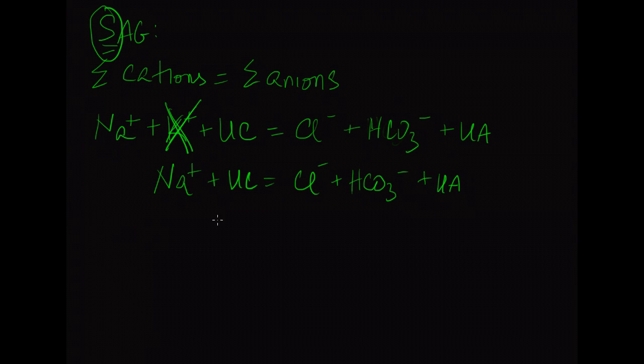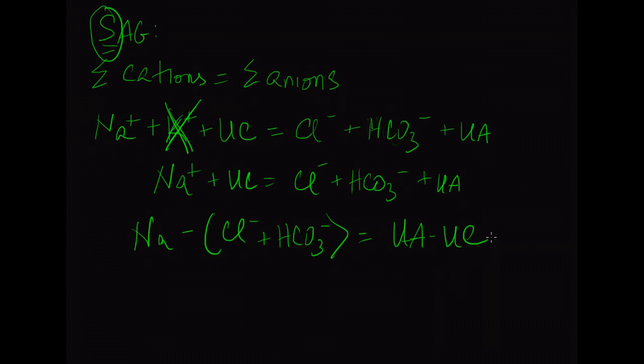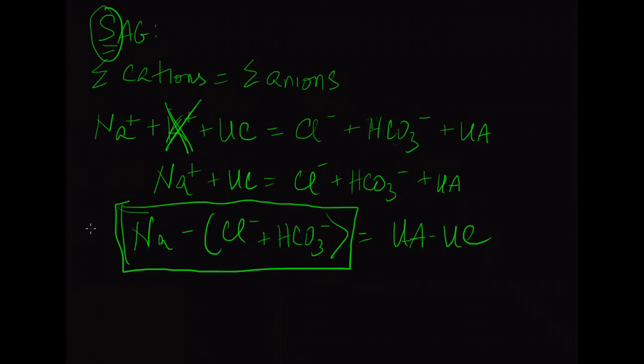So if we do a little bit of rearranging, look at sodium minus the quantity of chloride plus bicarb is going to equal unmeasured anions minus unmeasured cations. This is the formula that we're accustomed to using. And this is what we describe as a serum anion gap formula. So if we have a serum anion gap, we're going to do some examples.